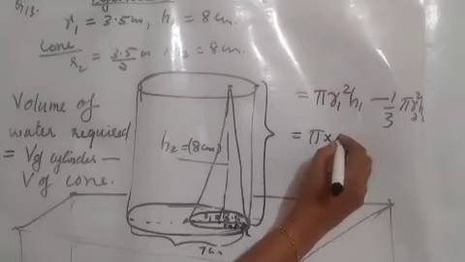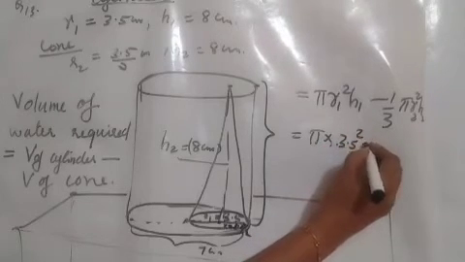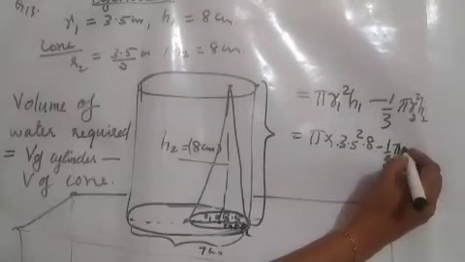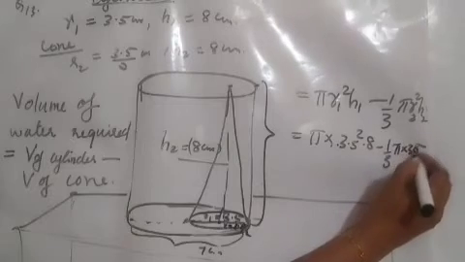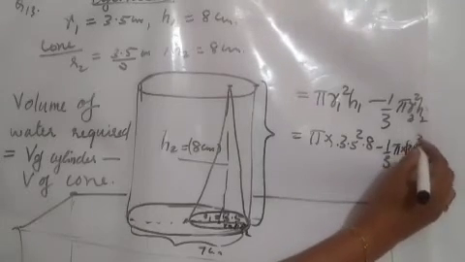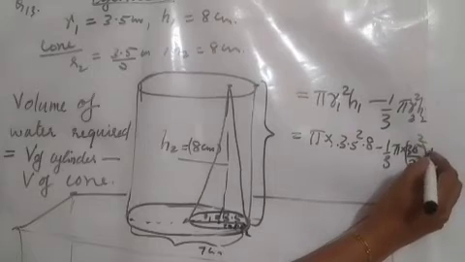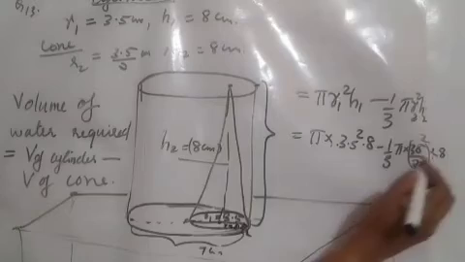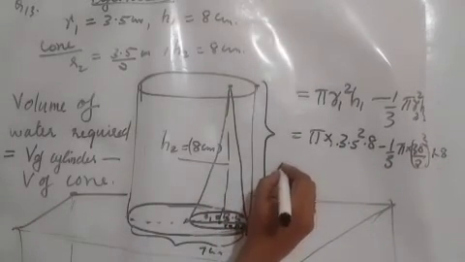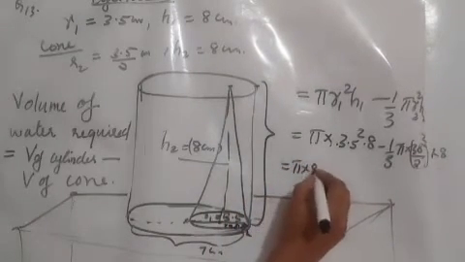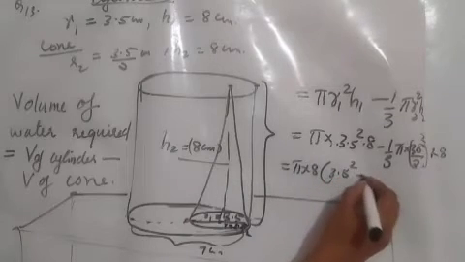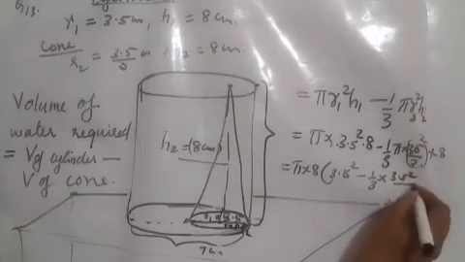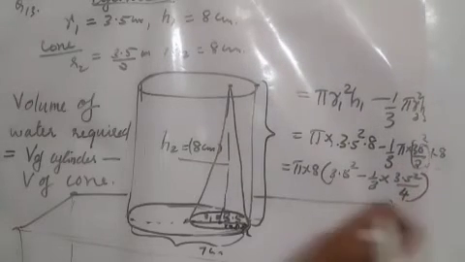What is R1 square? 3.5 square. H1 is 8. So 1 by 3 pi into 3.5 by 2 square into H2, and H2 means 8 itself. That is equal to pi into 8, which is common, into 3.5 square minus 1 by 3 into 3.5 square by 2 square, that is 4.